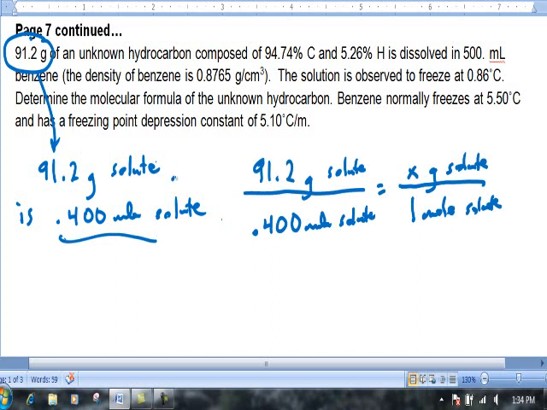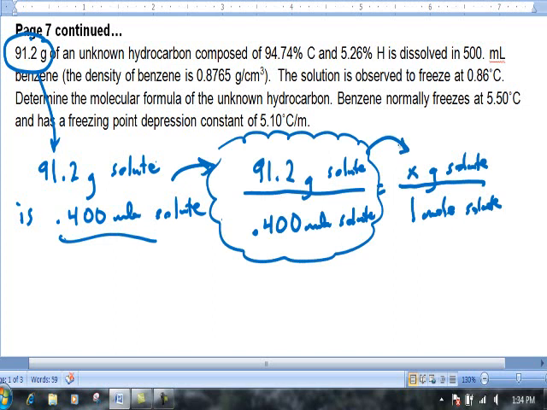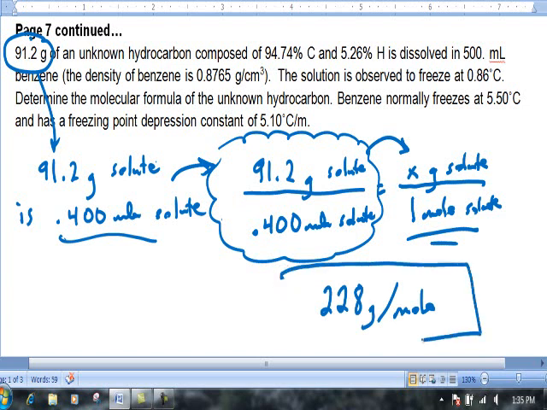This allows us now to set up a proportion. We now know that we have 91.2 grams of solute per 0.400 moles of solute, which will give us how many grams, or X grams, of solute would be present in 1 mole of solute, and that would represent the molecular weight of our unknown solute hydrocarbon. Solving for X, we find that the molecular weight of our unknown hydrocarbon is 228 grams per mole.